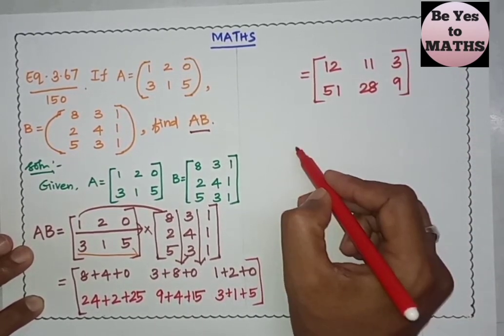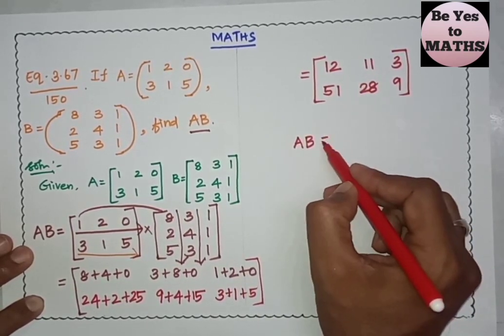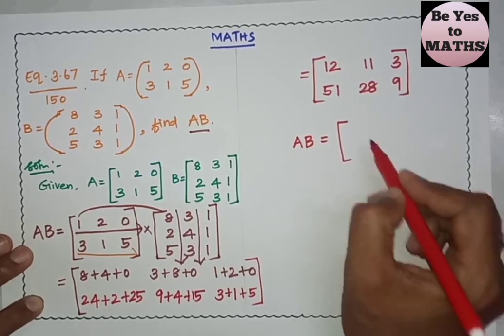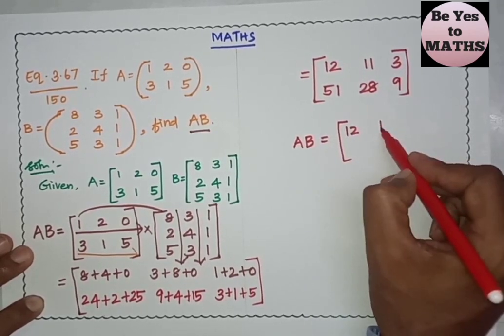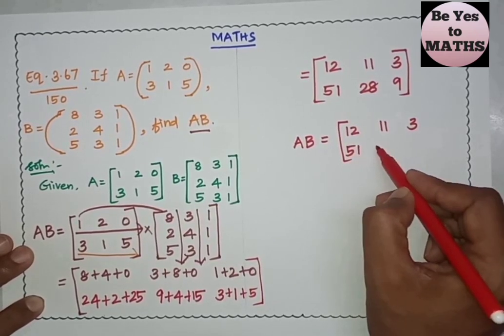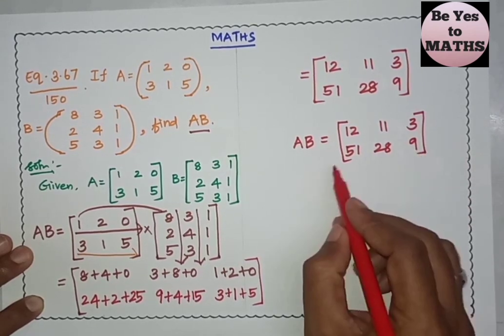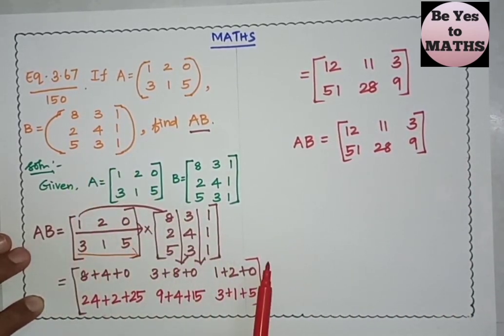So the answer is AB equals [12 11 3; 51 28 9]. This is the product of the A and B matrices.